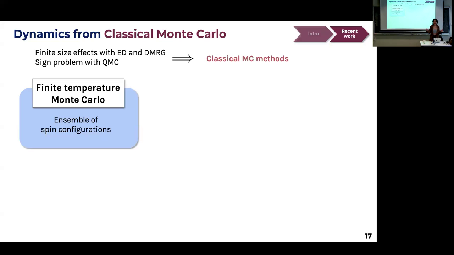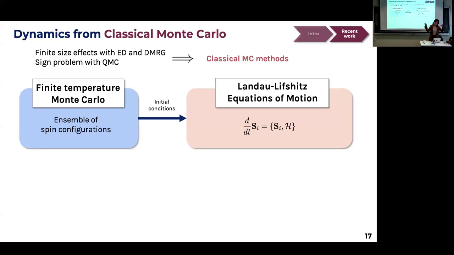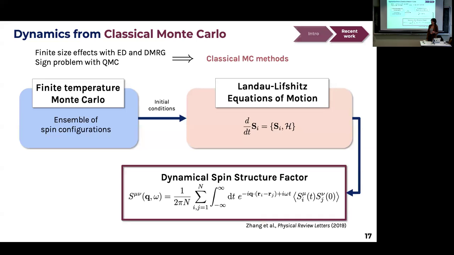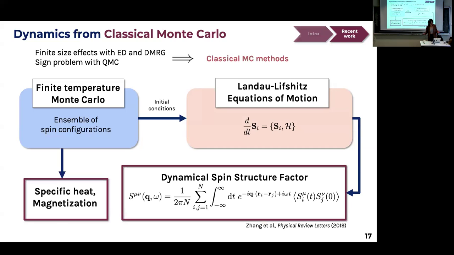And the algorithm goes like this. First we do finite temperature simulations with Monte Carlo, where we generate an ensemble of spin configurations. And then we take all of these configurations and time evolve them using the Landau-Lifshitz equations of motion, given here, and we solve for the time dependence of the spins. And from here, we can compute observables such as the dynamical spin structure factor, which is exactly the quantity that you measure in neutron scattering measurements. And furthermore, from finite temperature Monte Carlo, we can also get information about the specific heat and magnetization of the system.